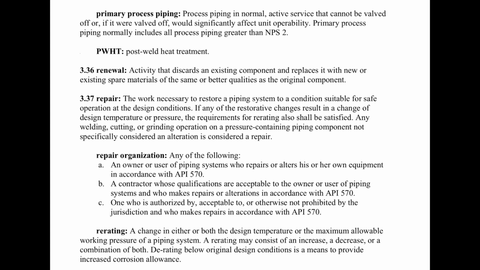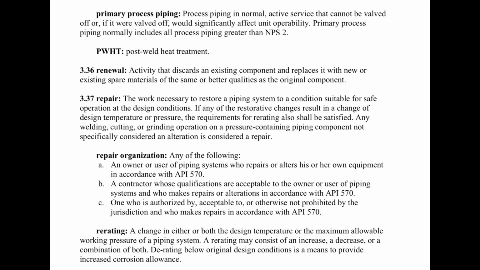What is PWHT? Post weld heat treatment. And repair. What is the definition for repair? And what is repair organization? This is very important. You can definitely expect a question in that. What is repair organization? An owner or user of a piping system who repairs, the owner or user itself. The second category is a contractor whose qualifications are acceptable to the owner. The third is one who is authorized by, acceptable to, or otherwise not prohibited by the jurisdiction. These are the three categories in repair organization.